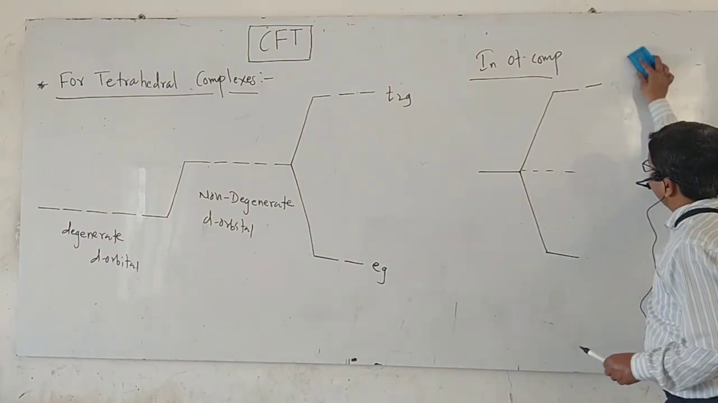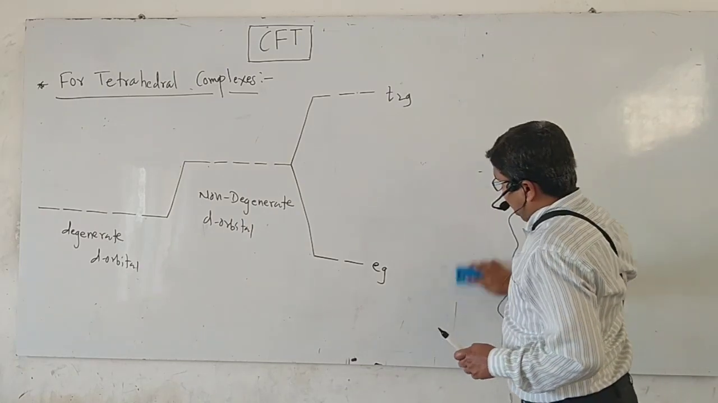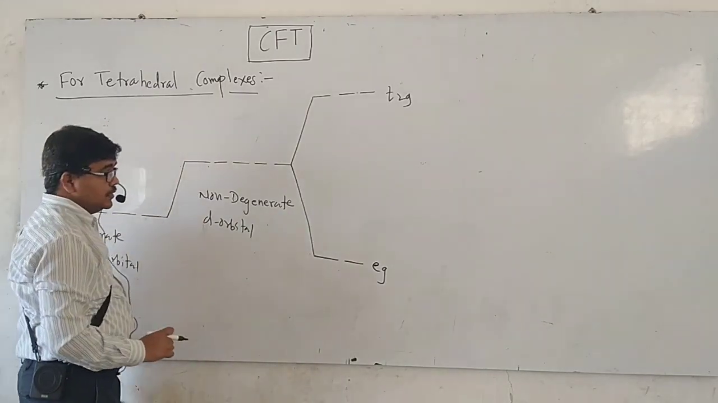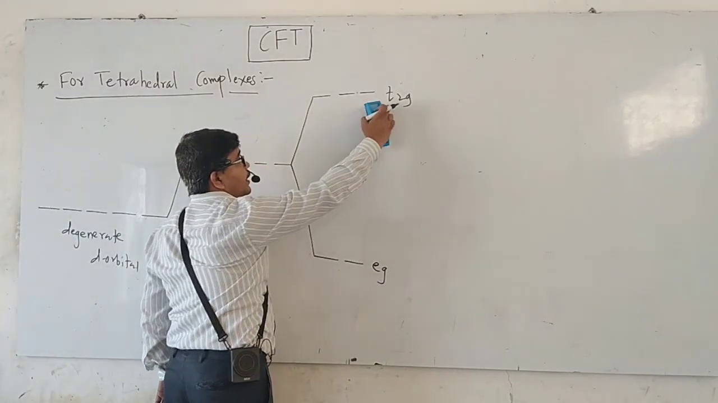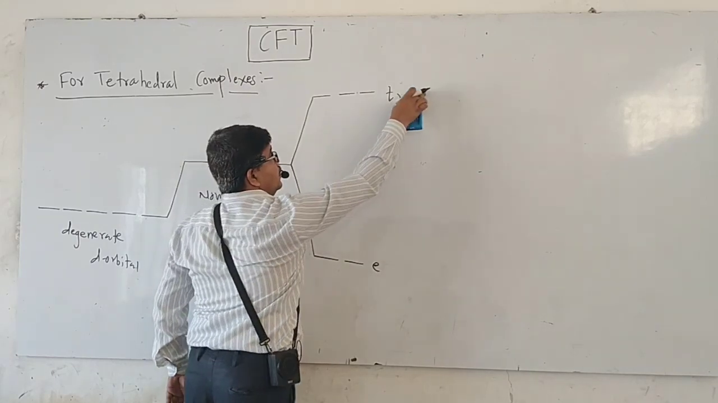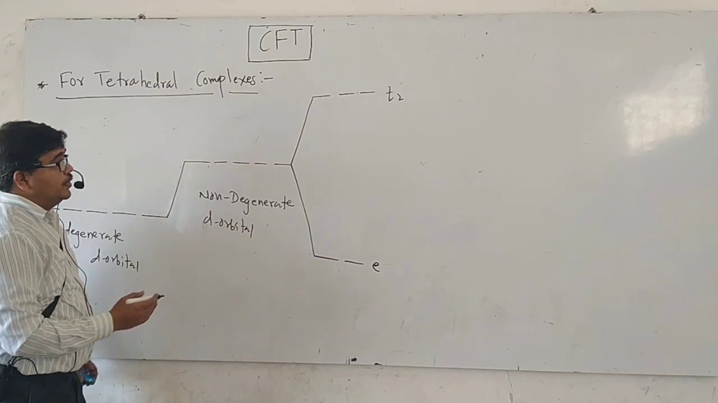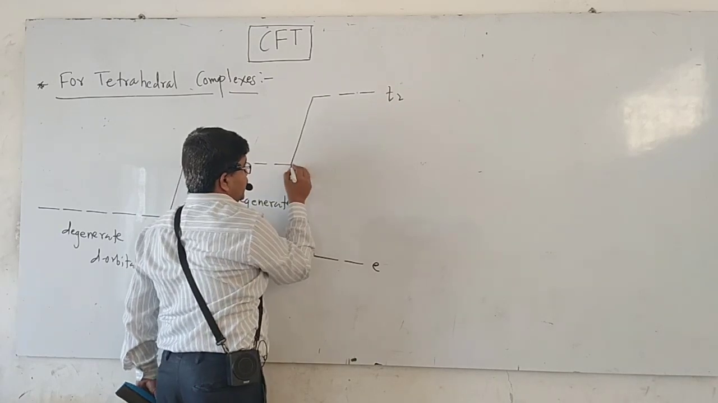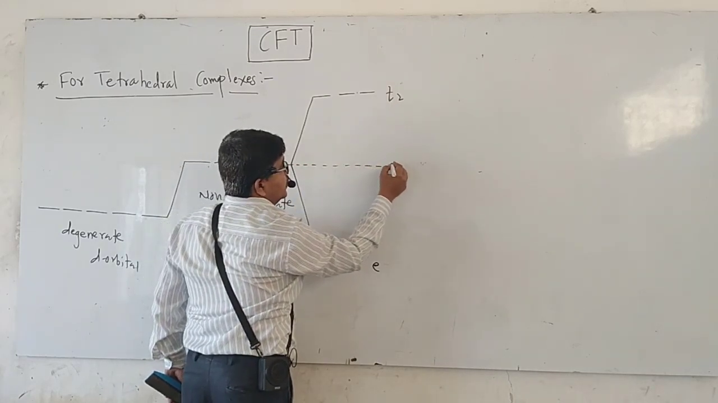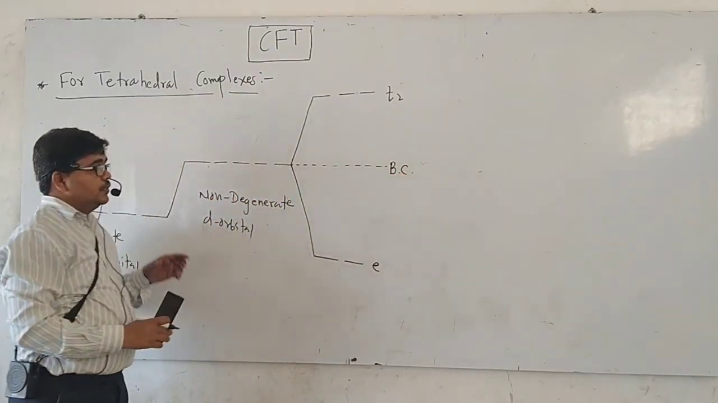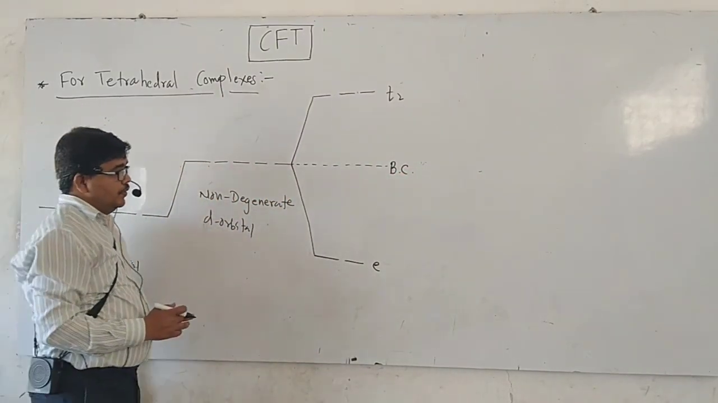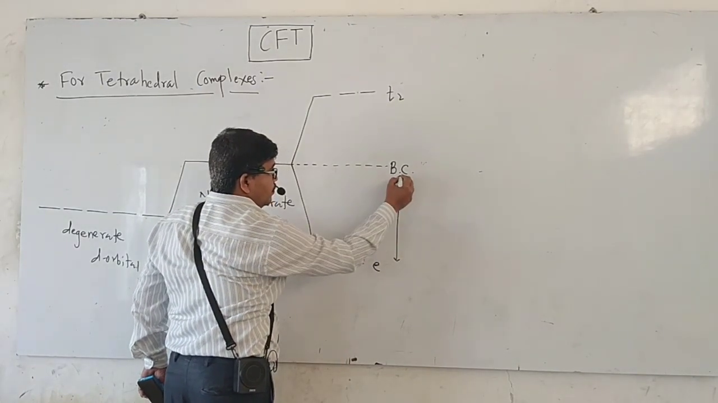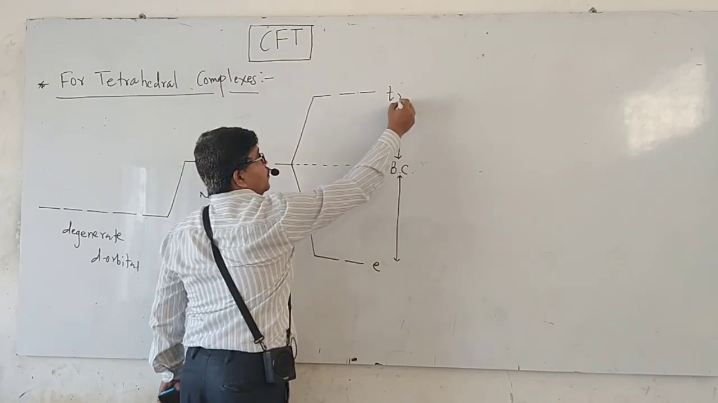Okay. Now, while writing the CFT diagram for tetrahedral complexes, you just have to write E and T2. Don't write g. You will write g only in the case of octahedral complexes. So at the bottom there will be E, at the upper level there will be T2. Between these two, there will be the BC, that is the barycenter. Now, what is the difference between BC and E, and BC and T2?